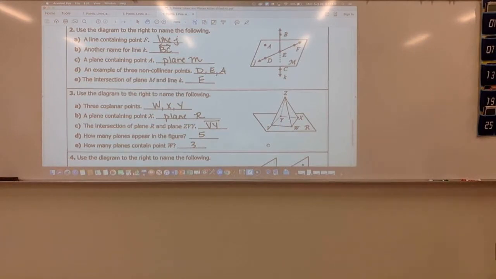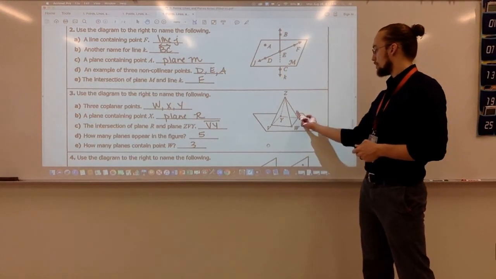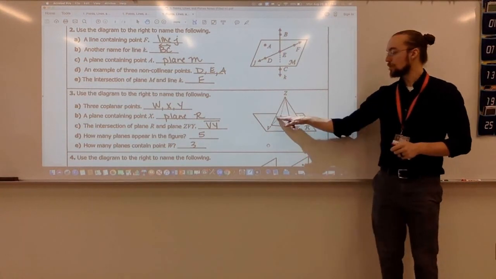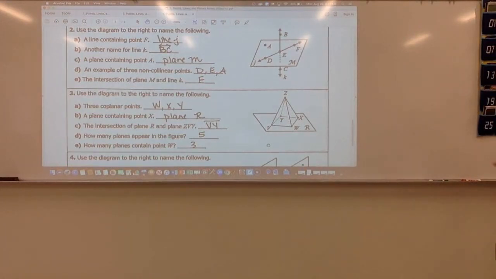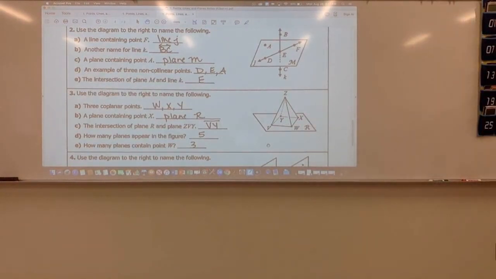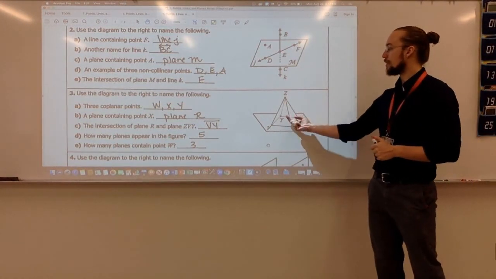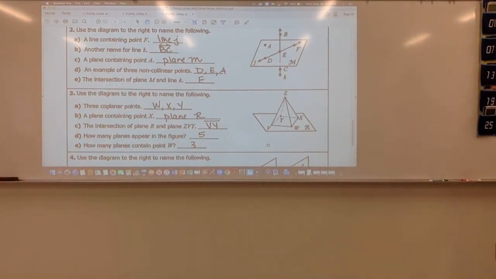Then the next question is how many planes appear in the figure, or how many surfaces do we see? Well, it kind of looks like 6, right? If we count 1, 2, and then the 4 faces or the 4 sides of the pyramid. But I think we're assuming that this bottom of the pyramid is on the same plane as plane R, so that's where we get 5 planes for this one. And how many of those 5 planes contain point W? Well, the bottom, and then the front face and this face off to the right. So that would be 3 of the planes that we see. Any other questions on 2 and 3 here?